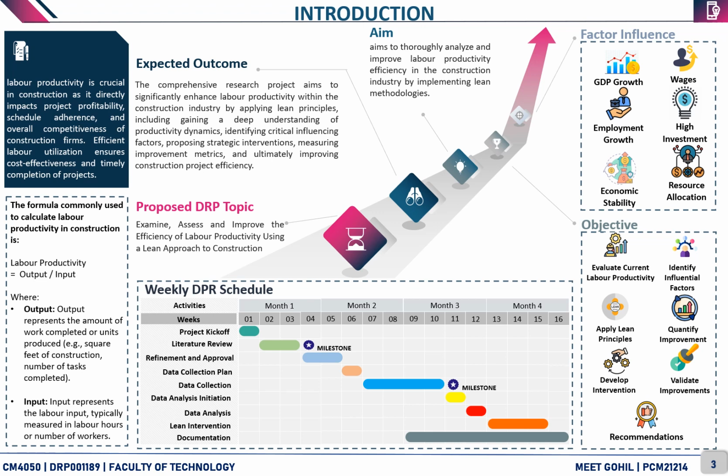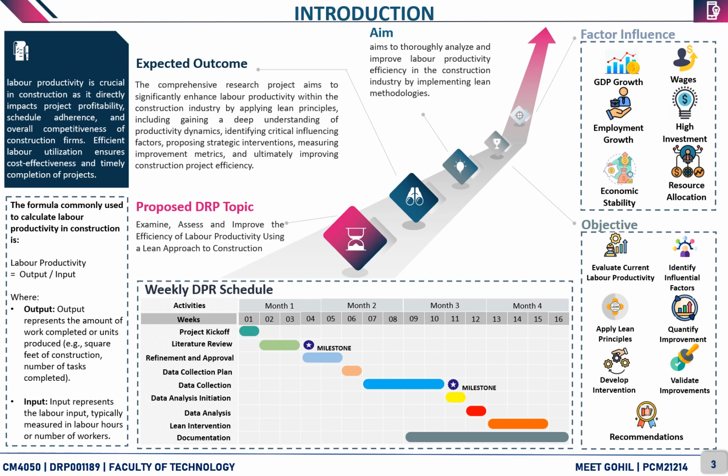Application of lean principles, that is, implementation of lean principles to scrutinize and streamline construction operations, aiming to eliminate inefficiencies, reduce waste, and enhance the overall value generated by the workflow. Quantification of improvement opportunities: quantifying potential areas of improvement in labor productivity through the lean approach with a focus on minimizing non-value adding activities and optimizing resource utilization.